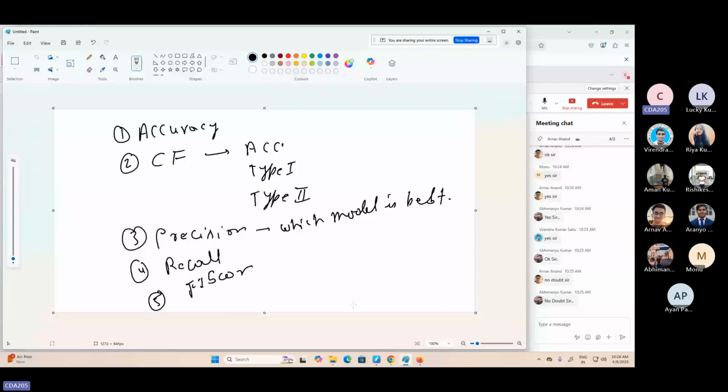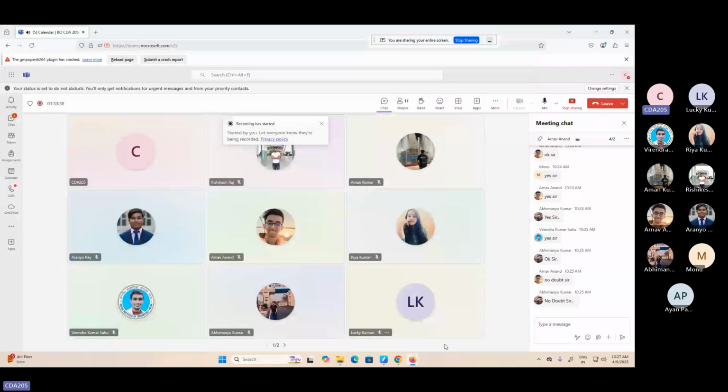Okay, and we will do the coding part. So how to calculate the accuracy through Python code, how to display the confusion matrix, everything. और कोई doubt है किसी को? We will see both binary classification and multi-class also. We will go through both parts. Anyone has any doubt?